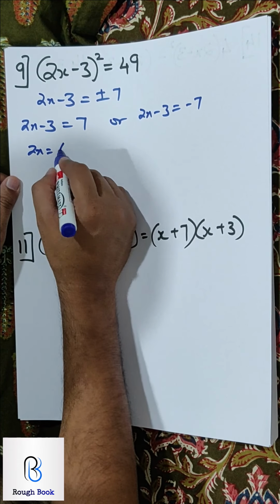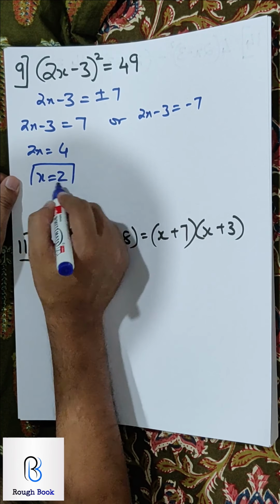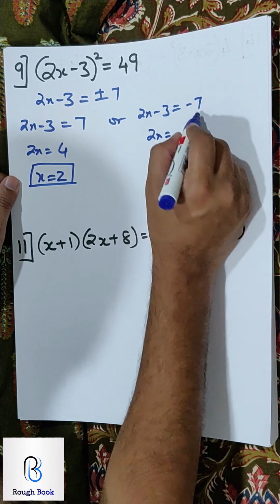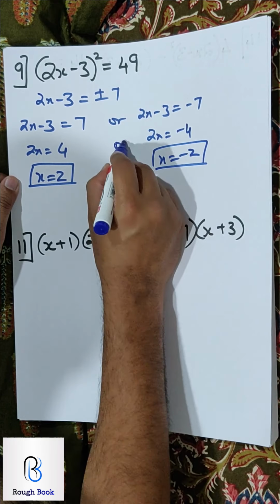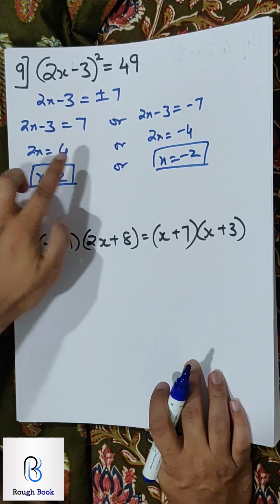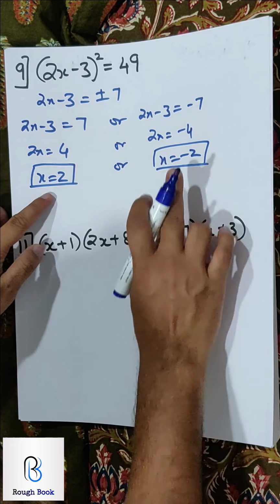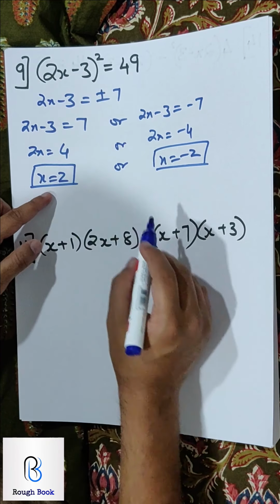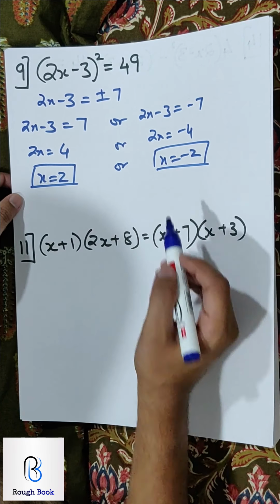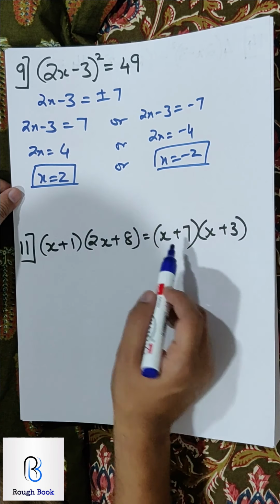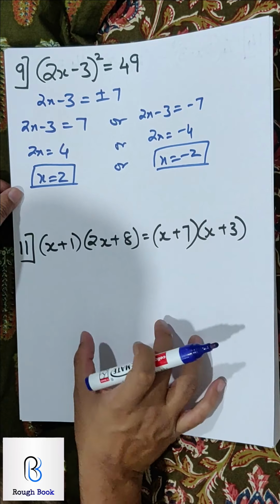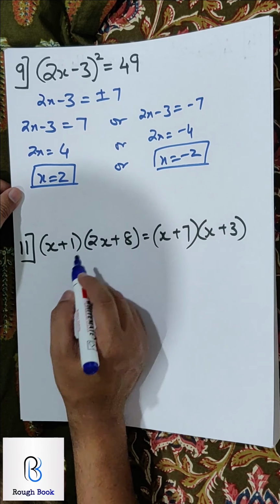So 2x becomes 4. So x becomes 2. Likewise 2x is equal to plus 3, so minus 4. So x becomes minus 2. So we get our two answers. Had you taken only plus 7, you would have got only this and not this. But if you open this as per the formula, then automatically you will get both the answers. So both methods are okay. Come on, next 11th. Expansion first, then a quadratic equation probably, and then splitting the middle term. So let's see.